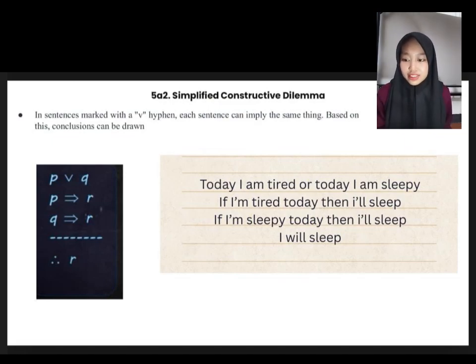Okay, for the first is simplified constructive dilemma. In a sentence marked with P, each sentence can imply the same thing.